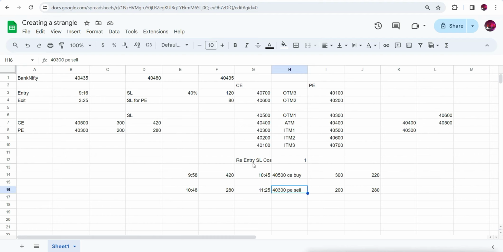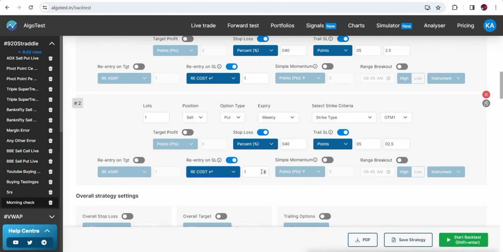But what re-entry at cost reverse does is it simply reverses PE sell to PE buy, which means put option buy. Stop loss will be the same, 40% of 200 is 80 points, but this time, as we are buying the put option, our stop loss will be at 200 minus 80, that is 120. Now if you enter 2, it means if our stop loss hits again, it will enter again. So at most it can enter 2 times after our stop loss was hit. So guys, this is how the re-entry at cost reverse feature works.